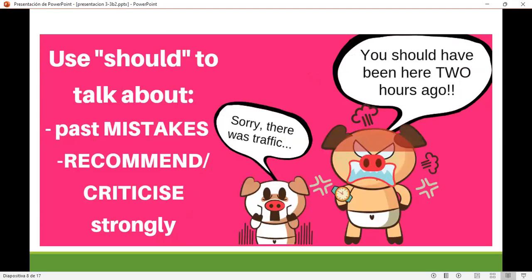Okay, now look at this. It says use should. We use should to talk about number one, past mistakes. Two, recommends. Three, criticized. Criticize strongly, like cuando te regaña, right?